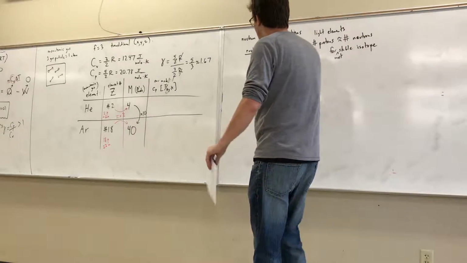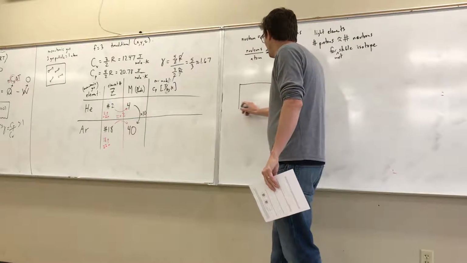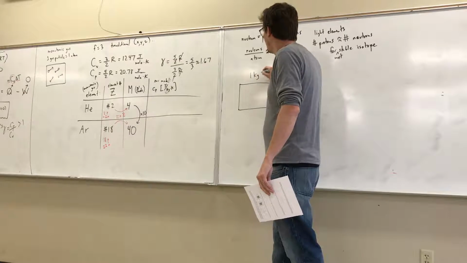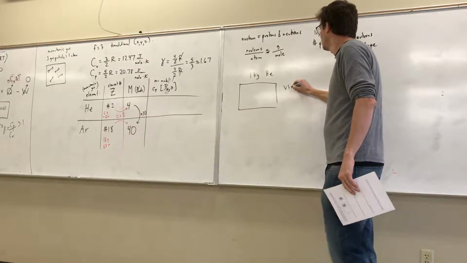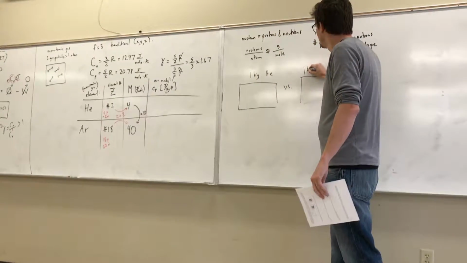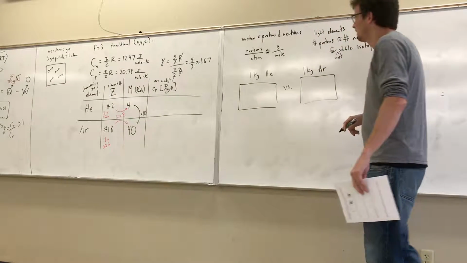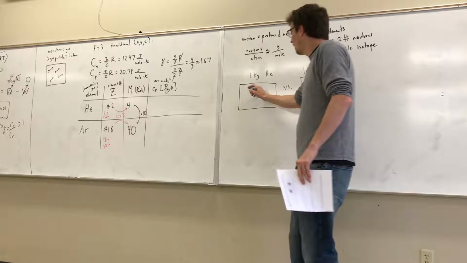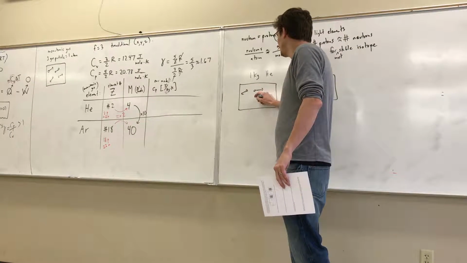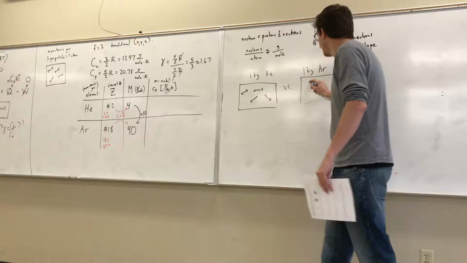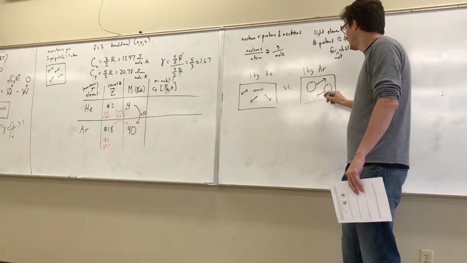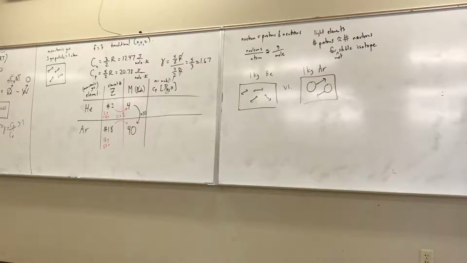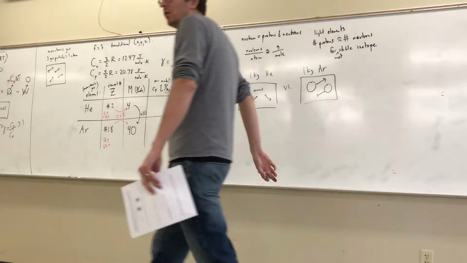So what that means is, if you have 1 kilogram of helium versus 1 kilogram of argon, you're not going to have the same moles, right? You're going to have many, many more particles of the lighter helium and just a few of the argon, because each argon is just more kilograms.